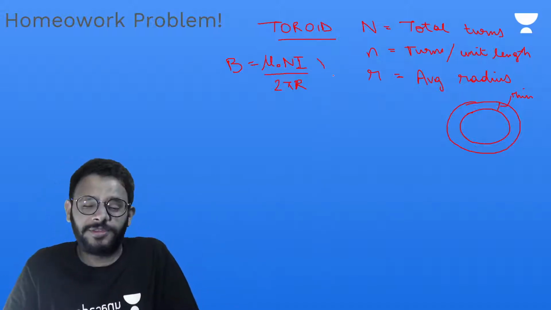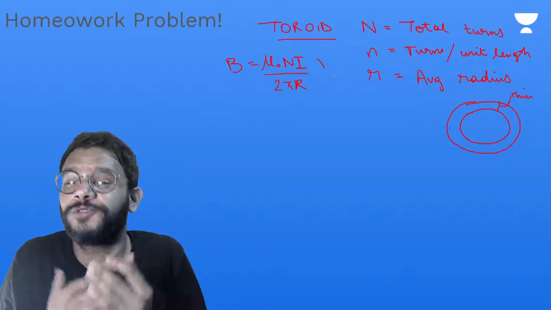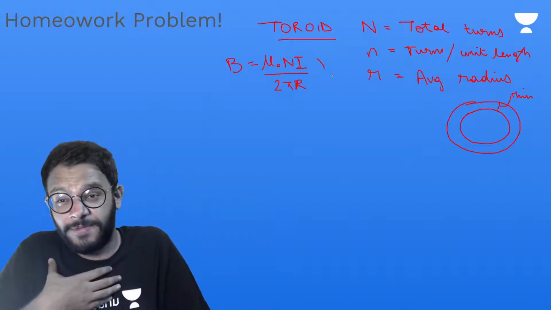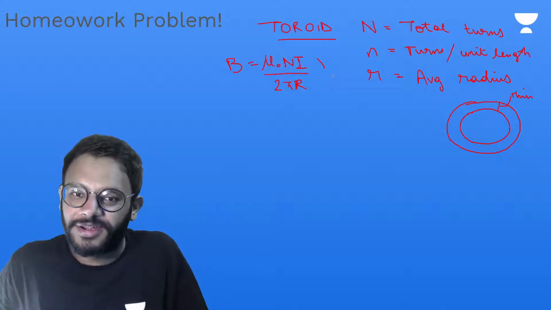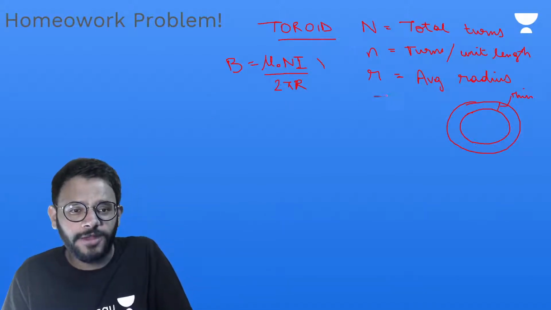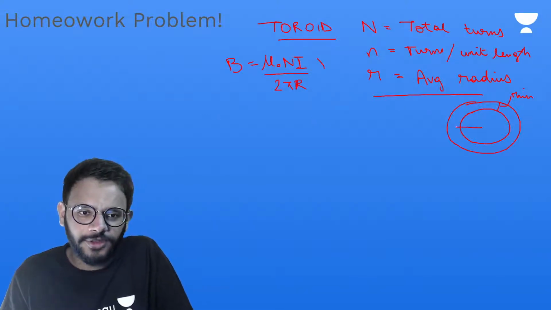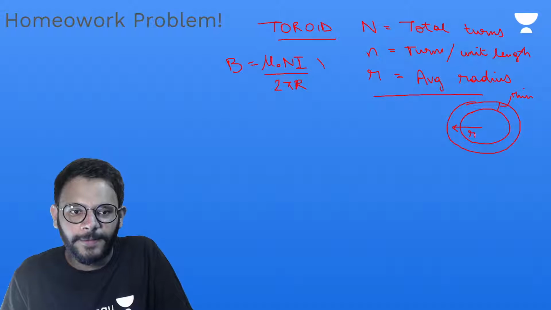And the answer is pretty simple. As you have guessed, since they are the same thing but in different shapes, the answer should be the same. It can't be anything else. It has to be the same. And the reason why is that if r is my average radius, then I can say that this distance over here is r.